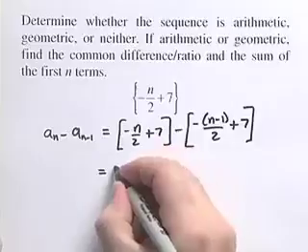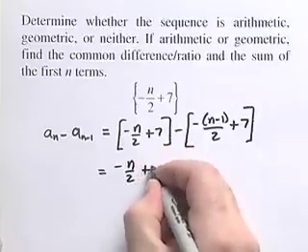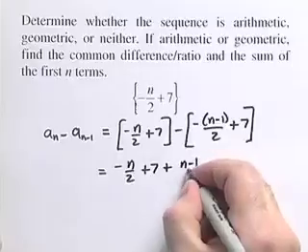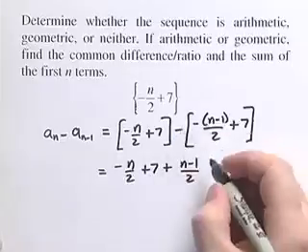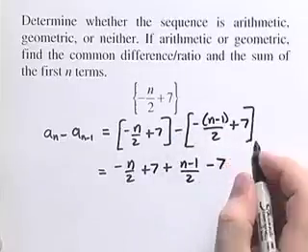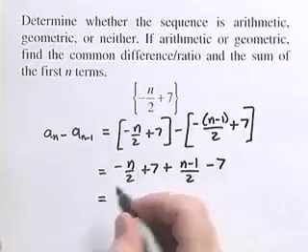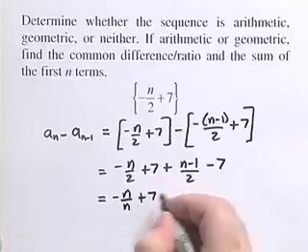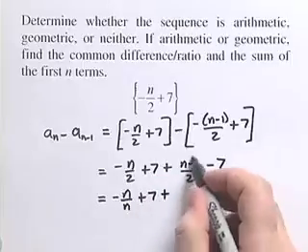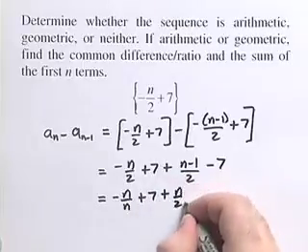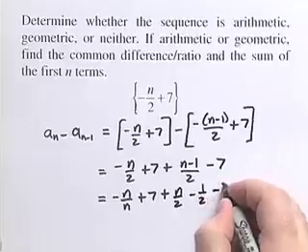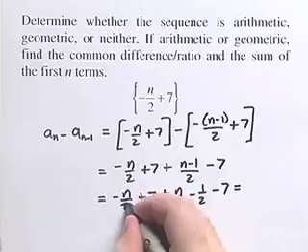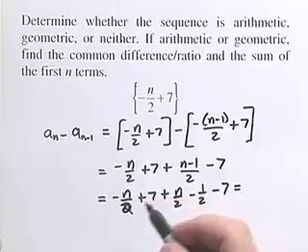This is going to give us negative n over 2 plus 7 plus n minus 1 over 2, because we're going to have minus a negative there, and then minus 7. This is going to be negative n over 2 plus 7 plus, and we're going to split this up as n over 2 minus 1 half minus 7. Notice that this should be a 2 there, negative n over 2.